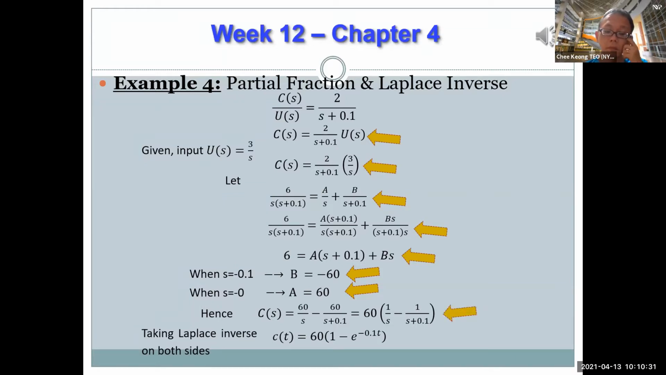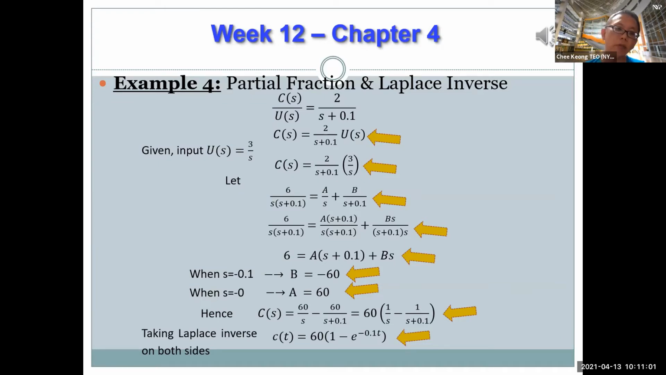Substituting the A and B values back into the expression, we have C(s) equals 60 over s minus 60 over s plus 0.1. Taking the Laplace inverse yields c(t) equals 60 bracket 1 minus exponent minus 0.1t. Now this is example 4 of bringing your expression from the Laplace domain, which is the frequency domain, back into the time domain, right?